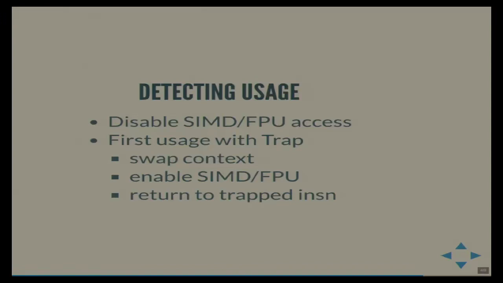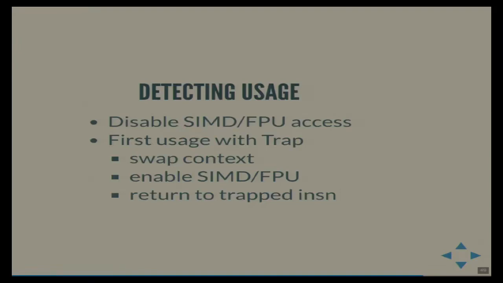And then the first time they access a SIMD resource, that causes a trap to the kernel, and at that point, the kernel can then swap the context. Then it re-enables the SIMD or FPU processor. You return to the trapped instruction, and your user space process can get on with its life.